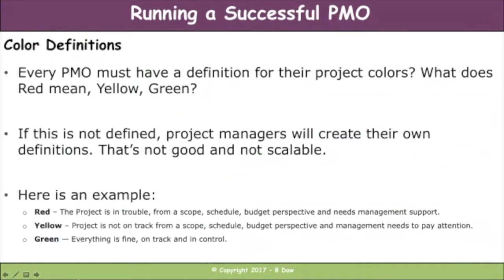Number 1, color definitions. Can't stress enough how important. What does red mean? What does yellow mean? What does green mean? As a PMO manager, you have to define this. You cannot have project managers and program managers defining their own colors. That's not good, that's not scalable, and that's not the experience that you want with your executives and or your customers. Let's give you some examples. Red, project's in trouble. Yellow, project's not on track. Green, everything's fine. Regardless of what the definitions are, it doesn't matter what they are. You can tweak them, you can adjust them as you go, but you're going to want some color definitions.